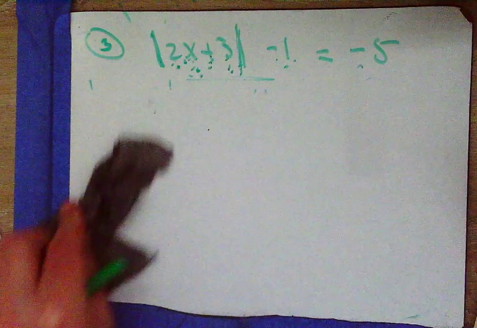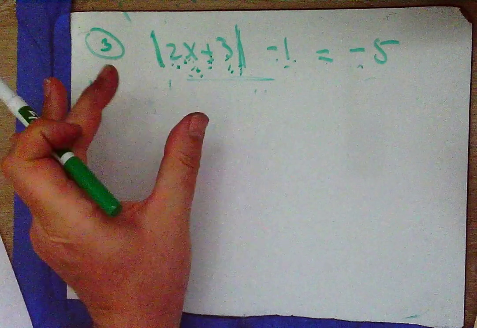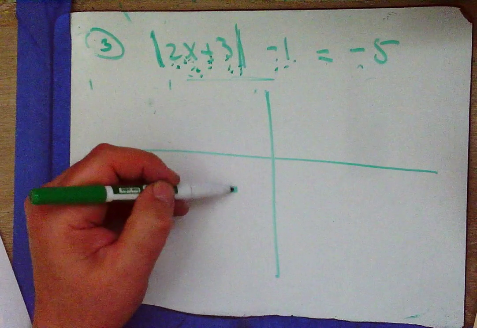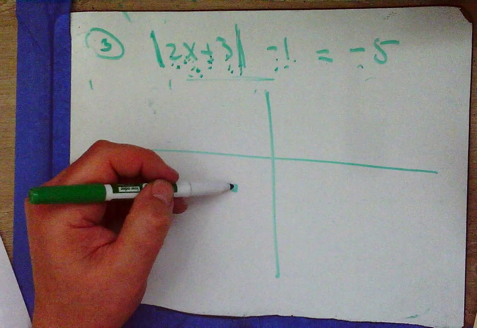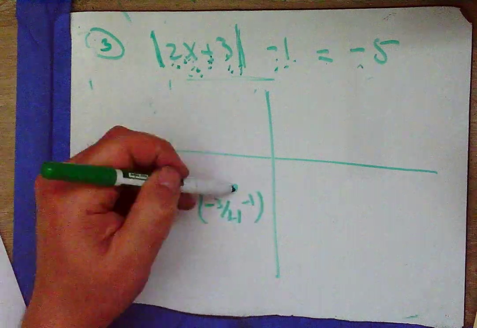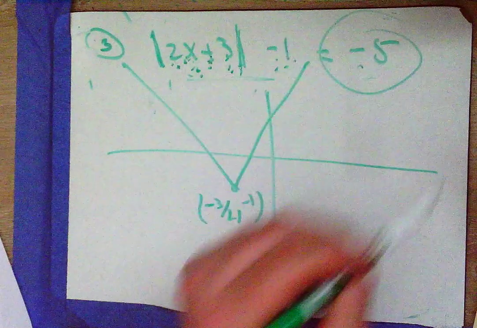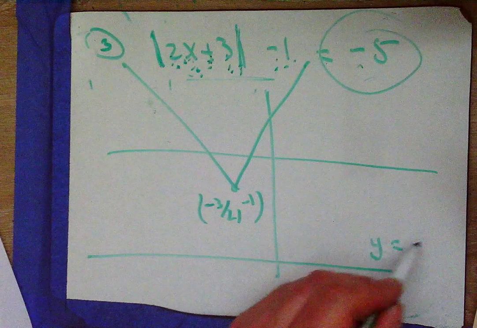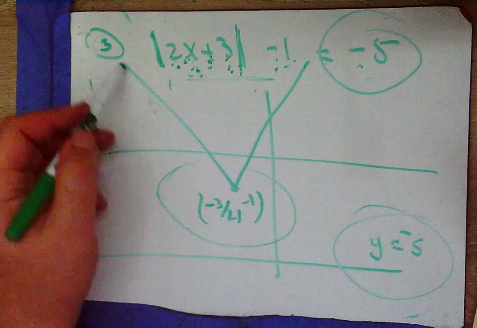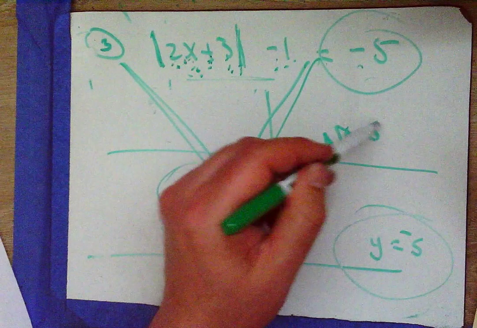Hey, did you think about it graphically? So this shifts the graph left 3. This squishes it horizontally. But what's that do? That shifts the graph down 1. And so my graph is over here at negative 3 halves, comma negative 1. There's my absolute value. Okay, what's that? That's a horizontal line, y equals negative 5. Does this line ever intersect this absolute value V? No, it doesn't. This is no solution.